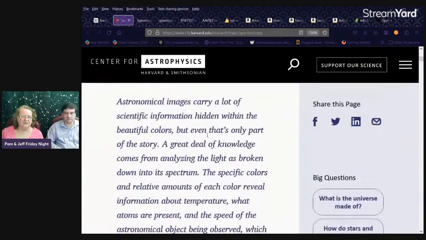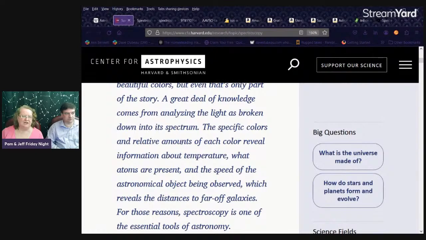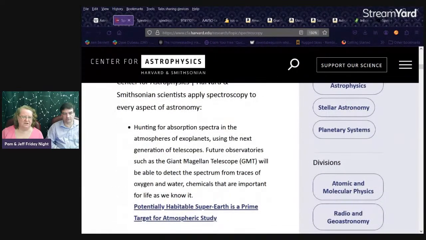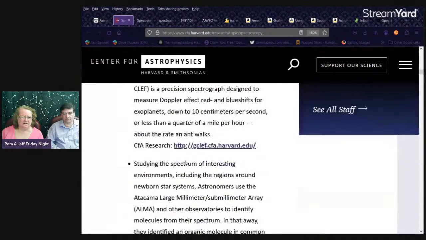I just loved the explanation. Astronomical images carry a lot of scientific information hidden within the beautiful colors. But even that's only part of the story. A great deal of knowledge comes from analyzing the light as broken down into its spectrum. Just beautiful site, beautiful information. Really, really like this a whole lot.